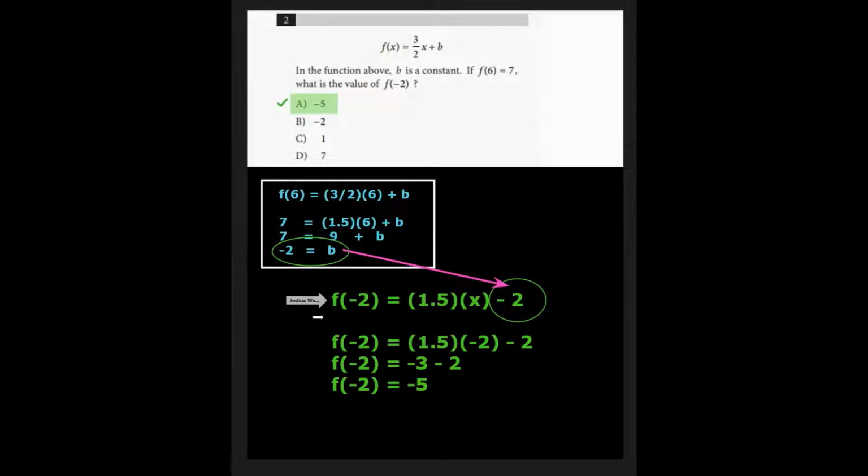Now we can set up the equation as 3 halves x minus 2. And plugging in for f of -2, we'll have 3 halves times -2, which is -3, minus 2, which is -5. And the correct answer was A, -5.